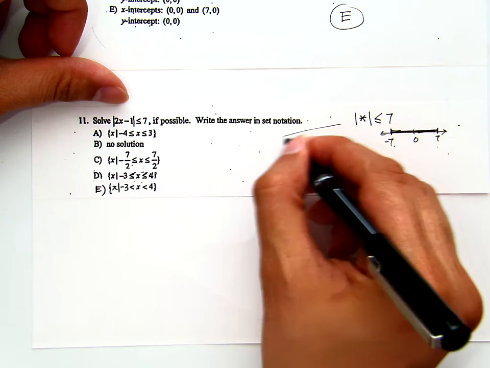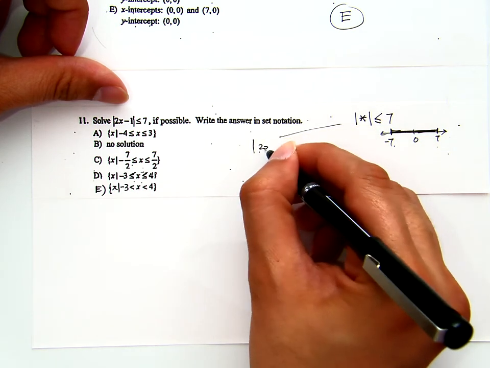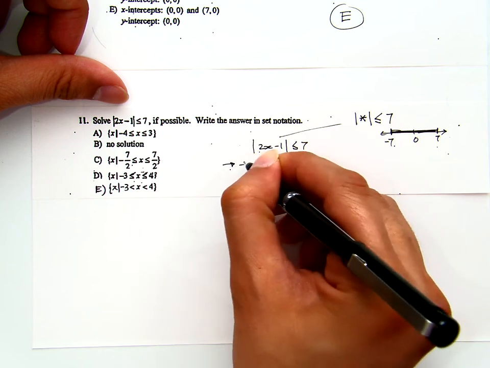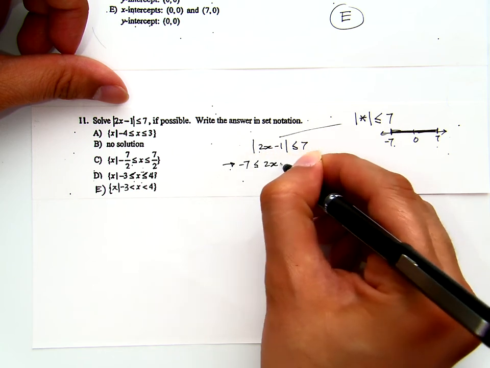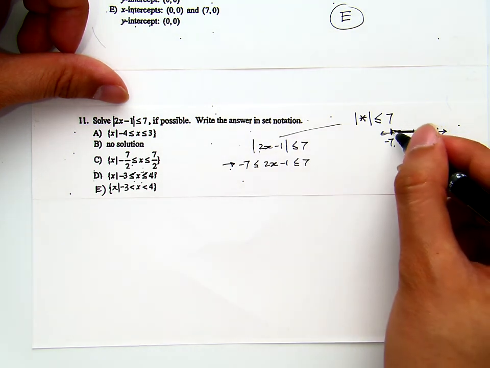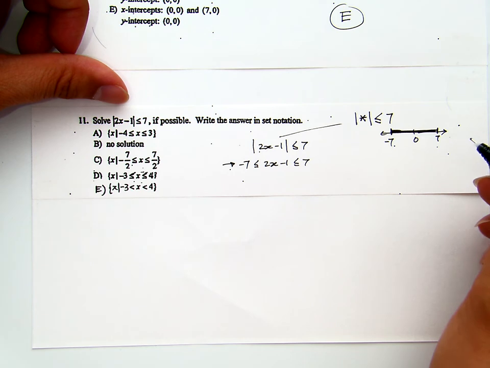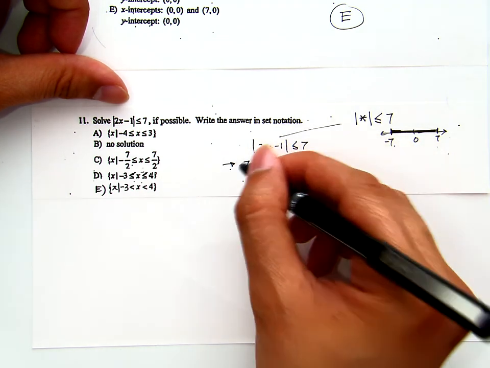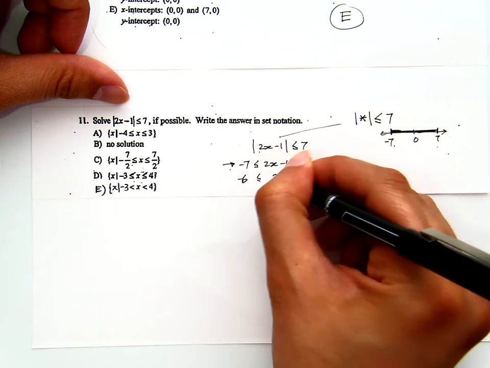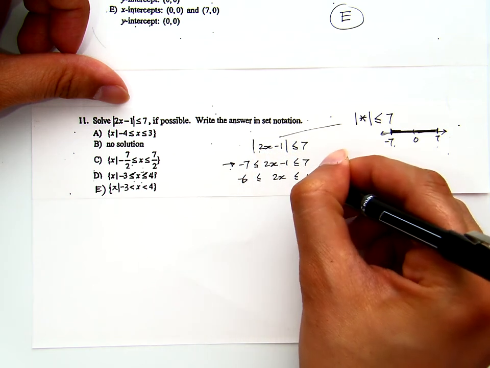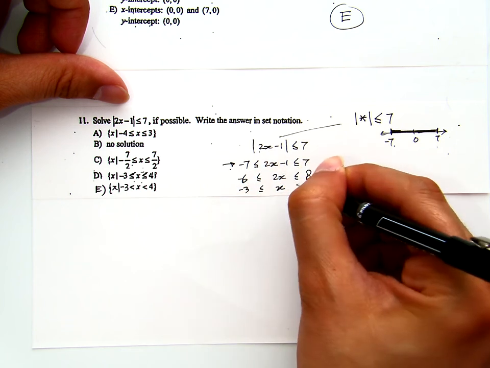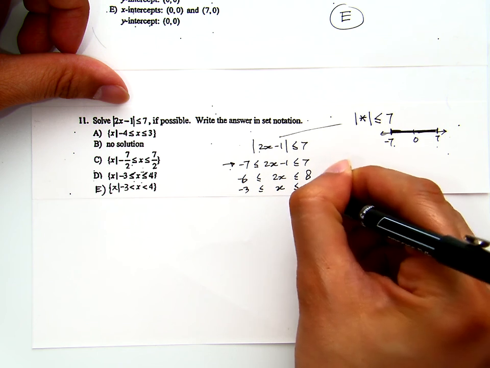Now, using that idea here, absolute value of 2x minus 1 less than or equal to 7 implies negative 7 is less than or equal to 2x minus 1 less than or equal to 7. Right? It will be between negative 7 and positive 7. Now from here, I add 1 to each side. It will be negative 6 less than or equal to 2x less than or equal to 8, and then divide by 2, I will get negative 3 less than or equal to x less than or equal to 4.